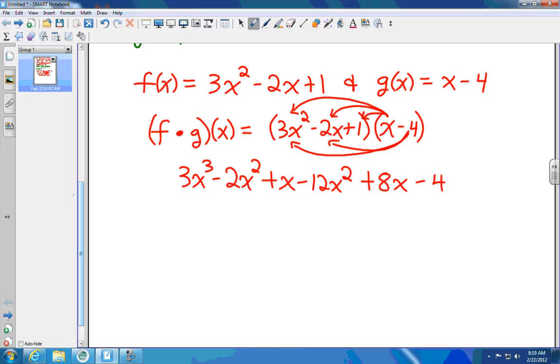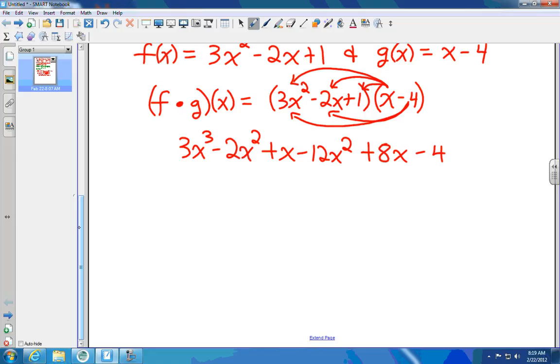Then you just go back in, combine your like terms. You don't have any more cubes, always start with the highest exponent. Cross off. So we have negative 2x squared minus 12x squared, minus 14x squared. X plus 8x, plus 9x. And minus 4. And that would be your final answer for that problem.